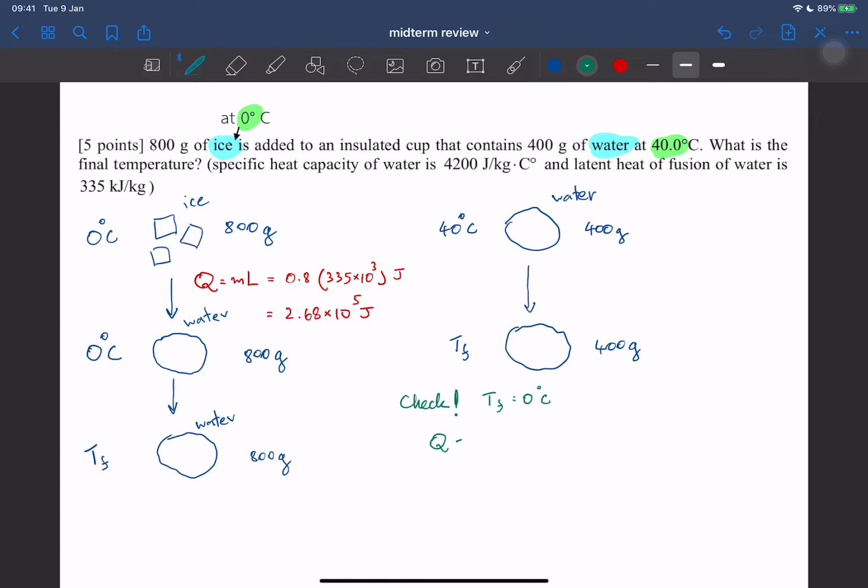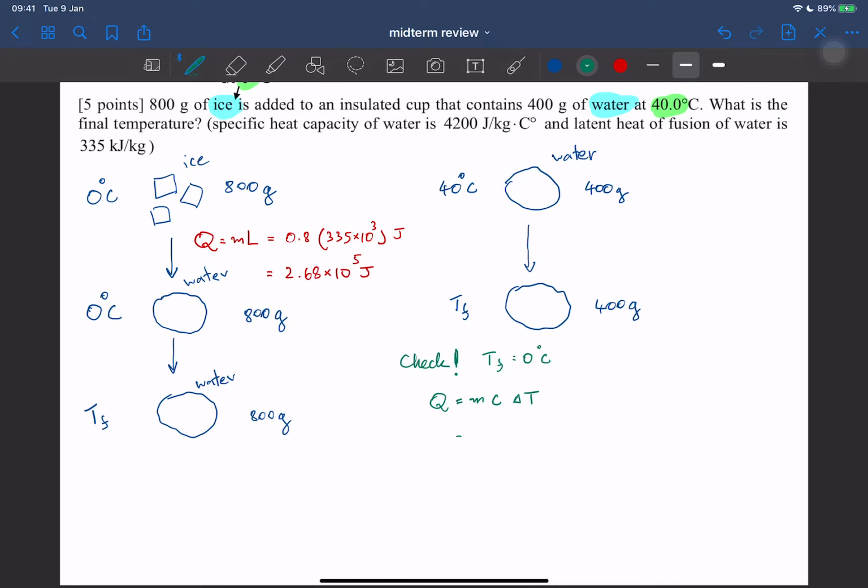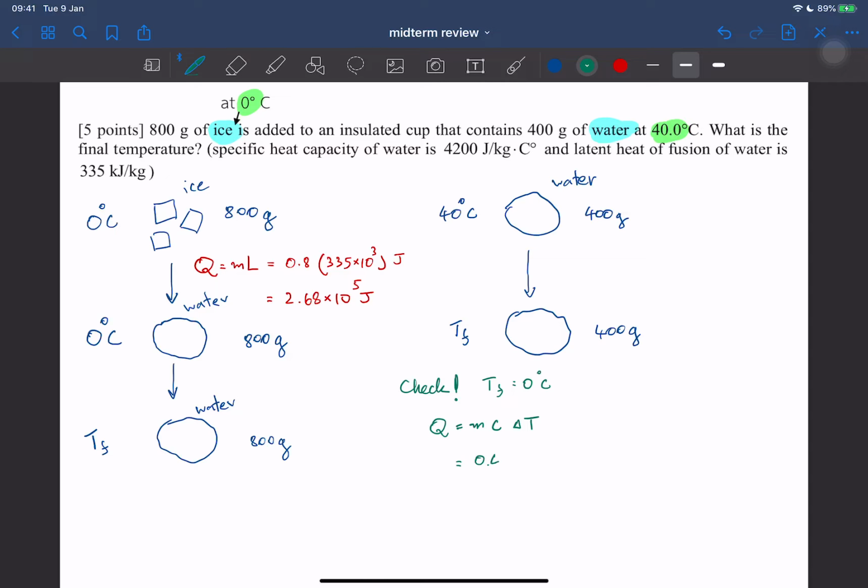How much heat do you need? So this is when you use Q equal to MC delta T. So we have M, which is 0.4 kilogram, which is 400 grams. And then C, which is the specific heat for water. So that's going to be 4,200. And that's going to be times delta T, which is the change in the temperature, right? So we assume that TF is 0. So it's going to be 0 degrees Celsius minus 40 degrees Celsius. And then you're going to see that it's a minus sign. And it's a minus sign because it's getting colder, so you need to take away heat from water.